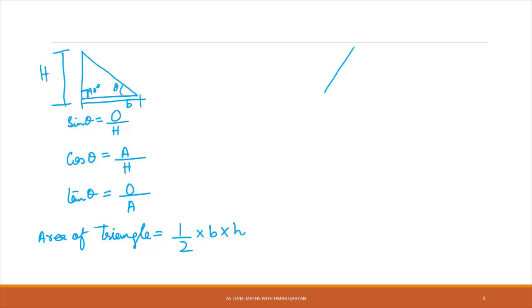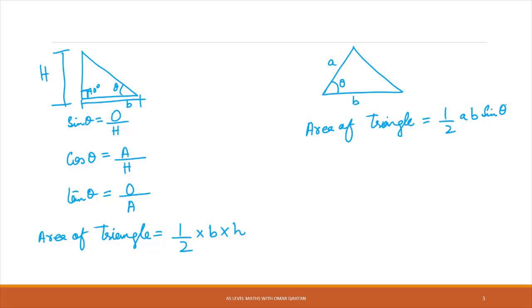If we have a triangle somewhat like this and it's making an angle theta with it, for example, if this side is B and this is A, and you have to find the area of this triangle, we can use half AB sine theta. So this formula is pretty famous, and you'll have to use it here in this chapter.